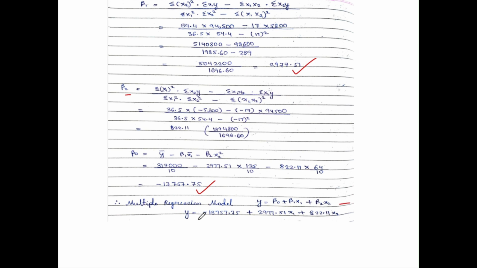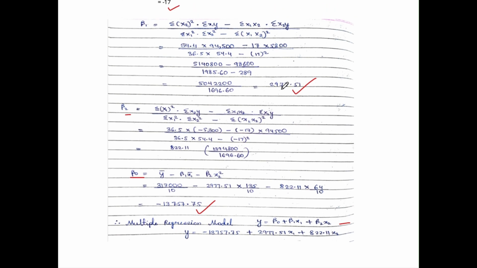So the multiple regression model is y equals b0 plus b1 x1 plus b2 x2 and so on. We have already calculated the value: minus 13757.75 is the beta 0 value. So beta 0, plus beta 1 into x1. We have already calculated the beta 1 value, 2977.51 into x1. Because we don't know the values of x1 and x2, we have kept them as they are. And beta 2 x2: beta 2 we have already calculated as 822.11, into x2.